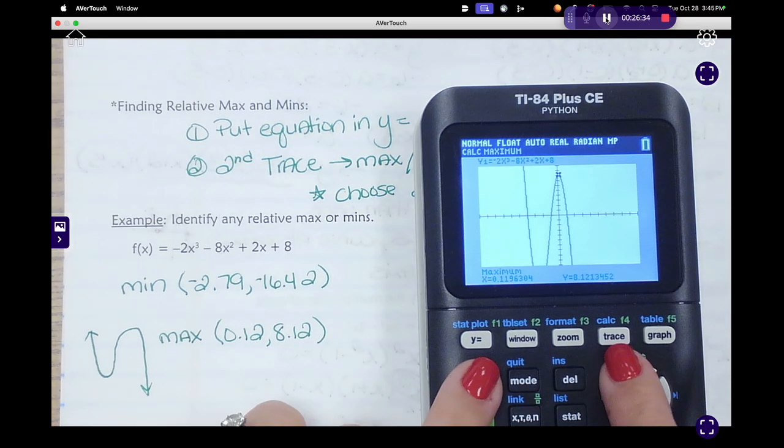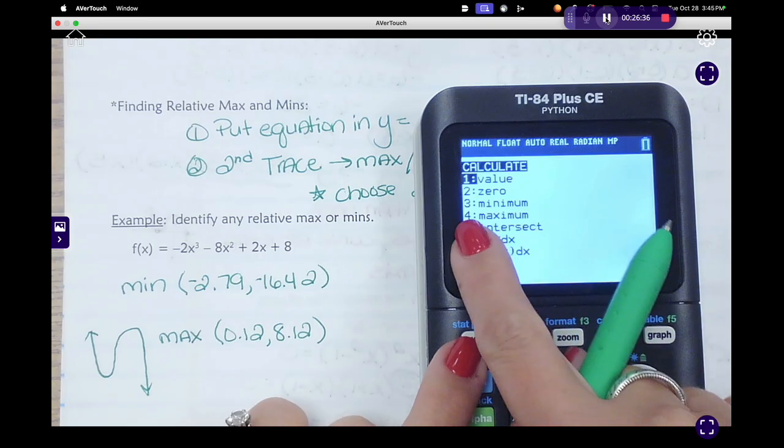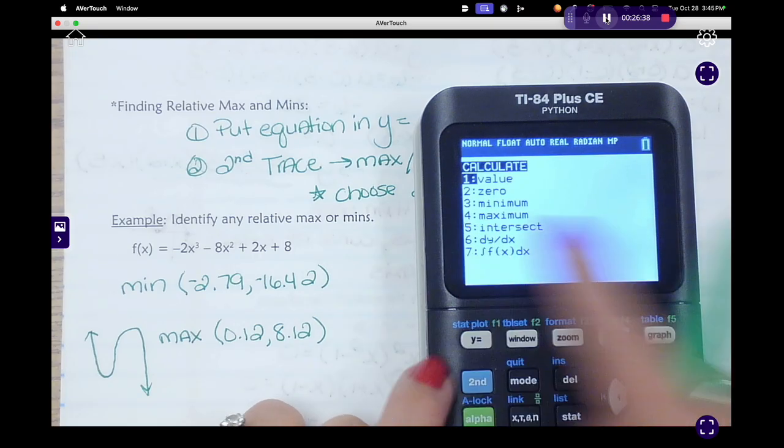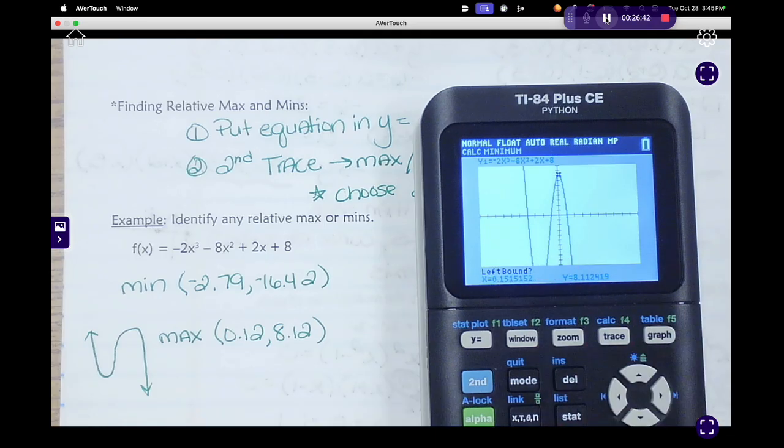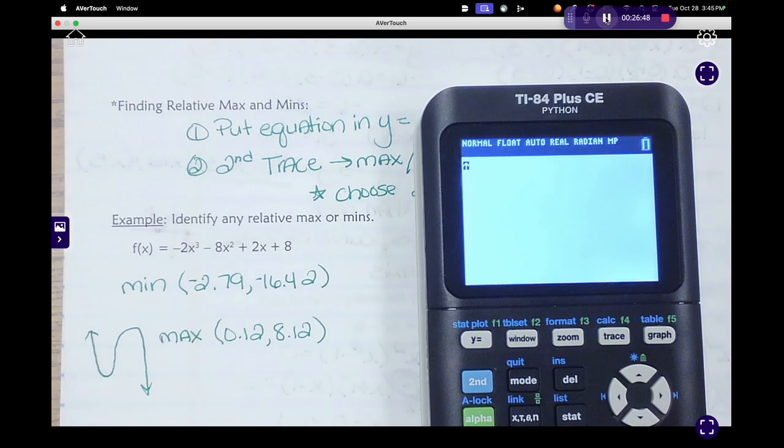So again, you hit second trace, and if it's a minimum, it's number 3. If it's a maximum, it's number 4. And then you just have to identify points on either side of that maximum and either side of that minimum, and it'll find them for you. Okay? So that's all calculator.